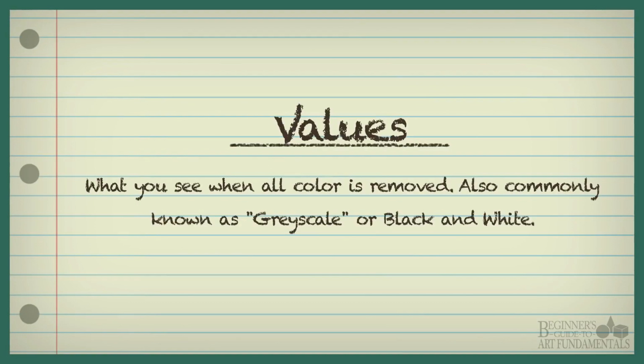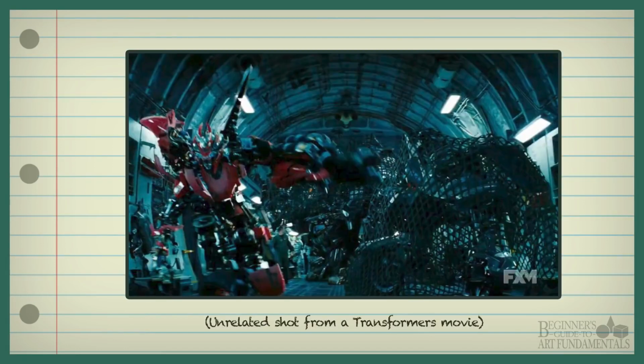Values are essentially what you see when all colors are removed. Most people just know it as grayscale, or black and white. And they're incredibly important. Arguably one of the most important fundamentals out of the bunch, in my opinion. Because what you'll quickly learn when you begin painting is that if your values are chaotic and unbalanced, the entire image becomes unreadable. And even your potentially godlike drawing skills won't really save you.